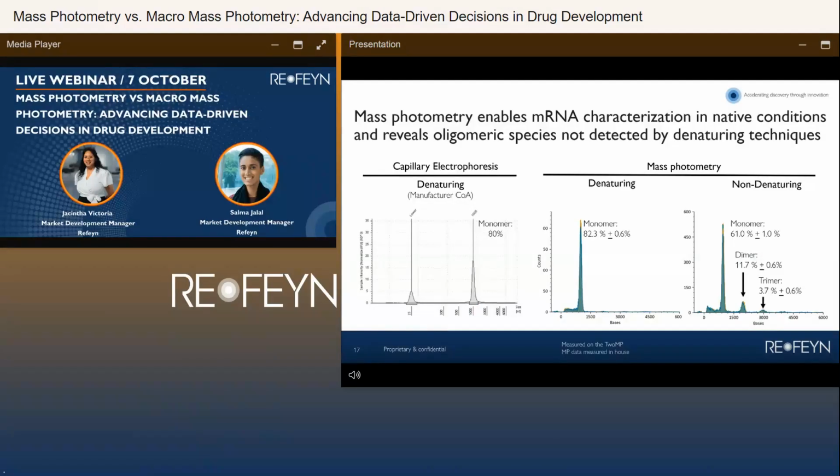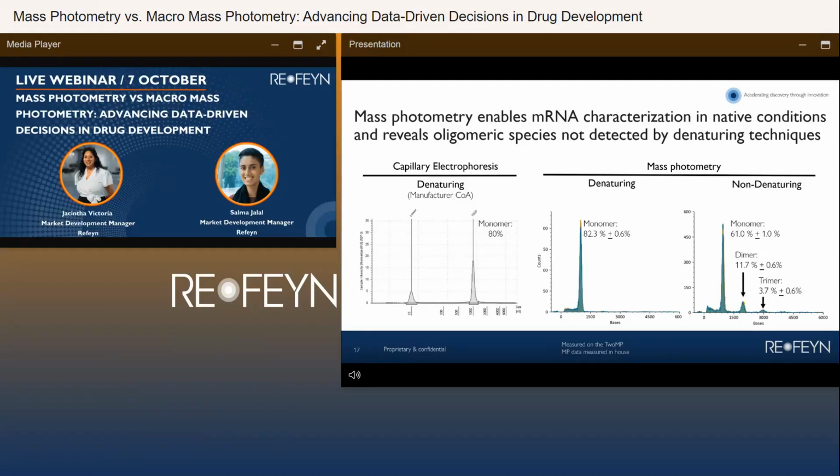But when you look at the sample in non-denaturing conditions, where non-covalent interactions are intact, you're able to see these dimer and trimer populations in the sample as well, that are not apparent in techniques that are run in denaturing conditions.